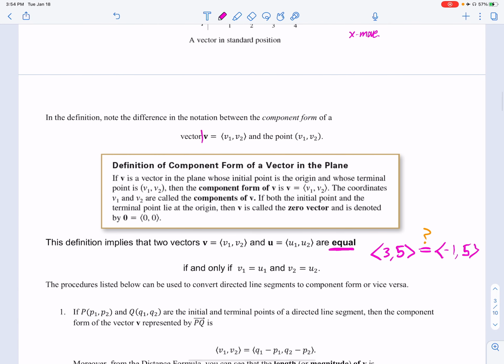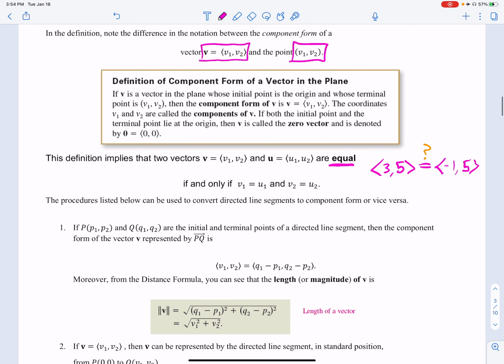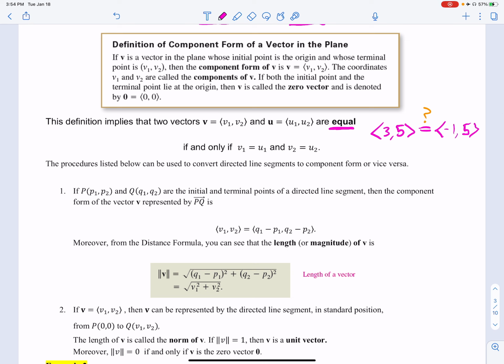Be very careful. There is a giant difference between the vector and the point. A vector has the slant brackets, and it tells us a direction and a magnitude. We'll talk about how to get that magnitude given those two numbers. And then if I put parentheses around it, it's literally just the point V1, V2. The left one represents the actual vector, the ray, the directed line segment. And on the right side, the point is literally just a point. I won't read this definition to you. It is the component form of a vector. We just talked through that.